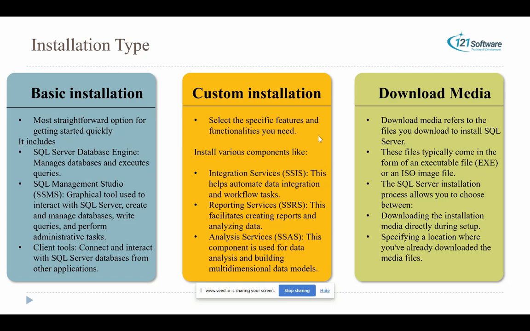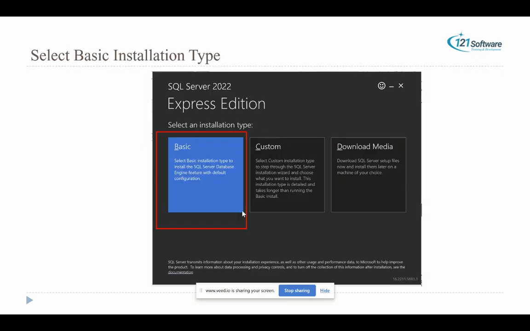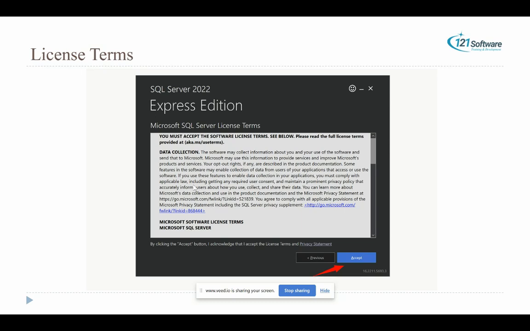If your installation type is download media, that means you install SQL Server through downloaded files, typically exe files or ISO image files. The installation process allows you to choose between downloading the installation media directly during setup or specifying a location where you already downloaded the media files. So based on your requirement, you choose the installation type: basic, custom, or download media. When we go with basic installation, we just select it and click next. It will display the agreement section.